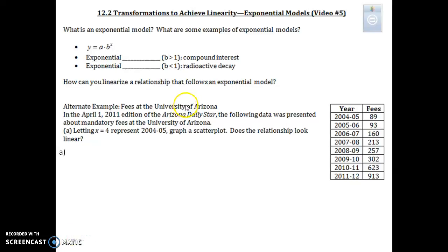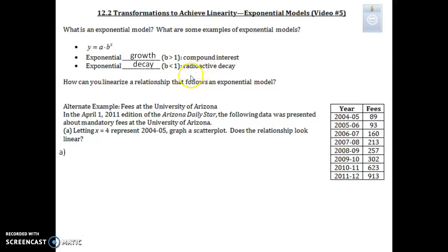Hey guys, we're finishing up 12.2 today, transformations to achieve linearity, but we're focusing on exponential models today. And if you remember, exponential models are in the form y is equal to a times b to the x power. And if your b is greater than 1, it's growth. And if it's less than 1, it's decay. And these are just some examples you may have seen or you may recall from the past.